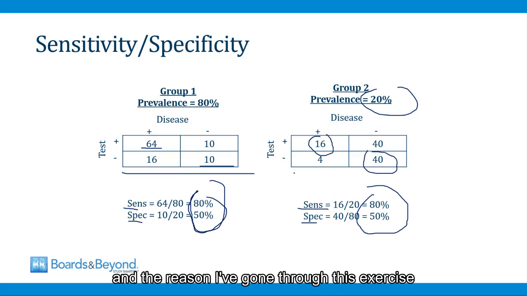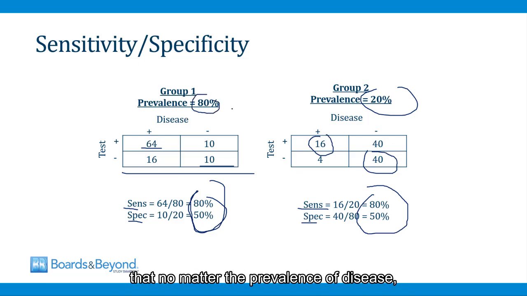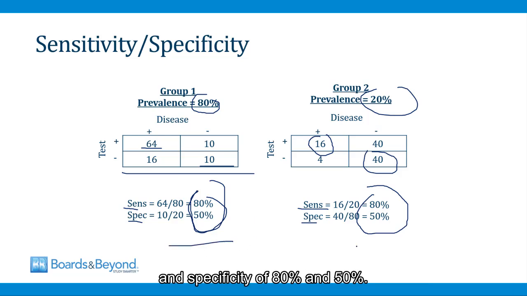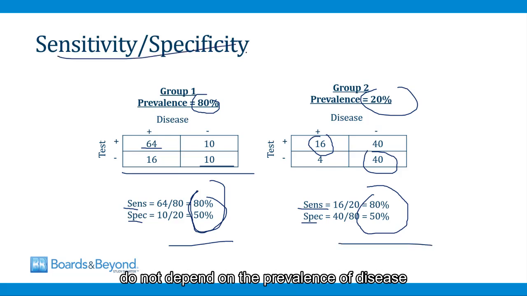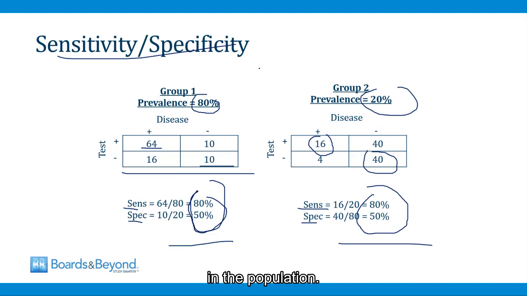So the point, and the reason I've gone through this exercise, is simply to show you that no matter the prevalence of disease, whether it's 80% or 20%, when you do a 2x2 table, you will always get results that give you a sensitivity and specificity of 80% and 50%. And that's because sensitivity and specificity do not depend on the prevalence of disease in the population you are testing. As we will see in another video, this is not the case for positive and negative predictive value. Those numbers change depending on the prevalence of disease in the population.